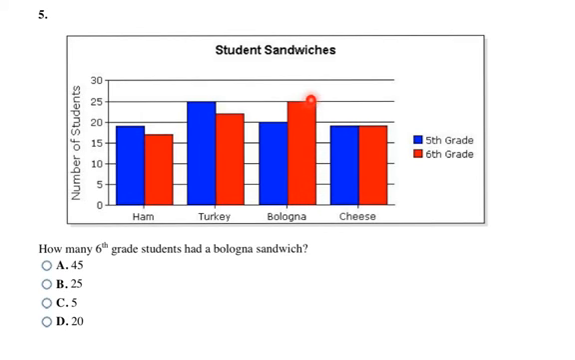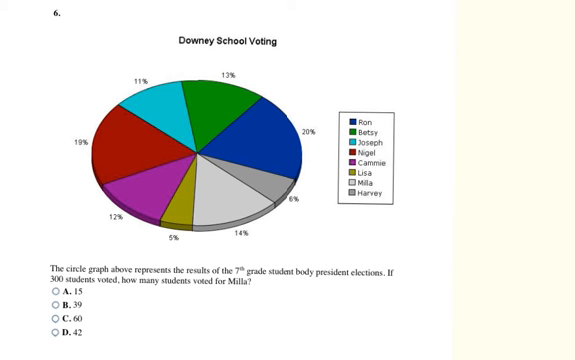And so when I go up to the top of this bar, I see it hits this line here, and I go over, and that line is 25 students. So that means 25 students in 6th grade had a bologna sandwich, which was going to make my final answer B. In number 6 here, we have a circle graph, and you notice all the numbers are percents. And it says the circle graph above represents the results of 7th grade student body president elections. If 300 students voted, how many students voted for Mila?